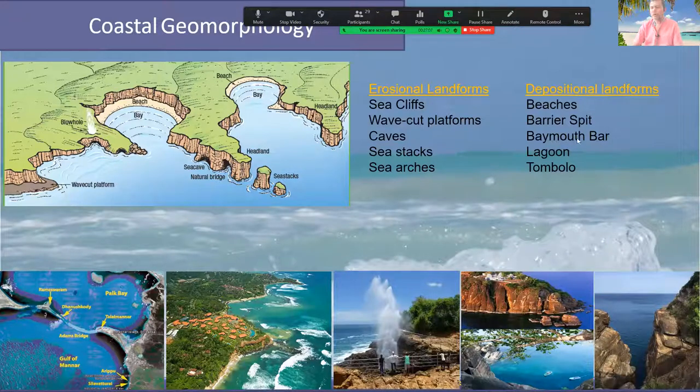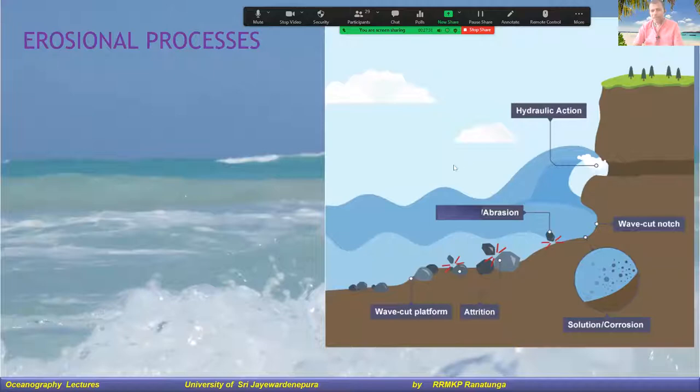And the depositional landforms are the beaches, the spit, the sand bar, then lagoon, then we have tombolo. I'm pretty sure you haven't heard about this term called tombolo. We'll see what these are ahead.